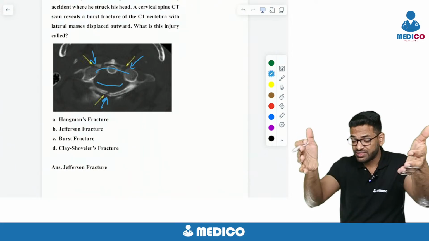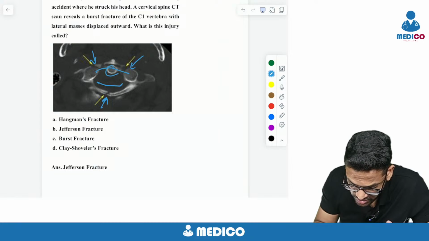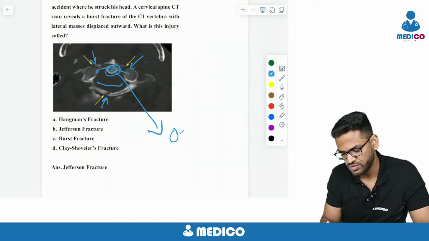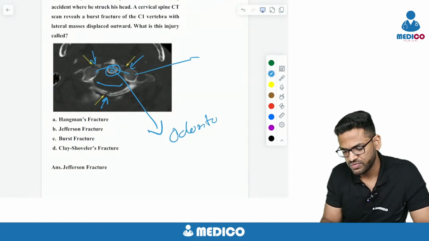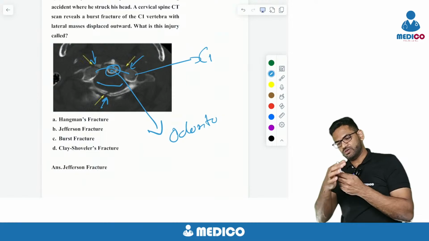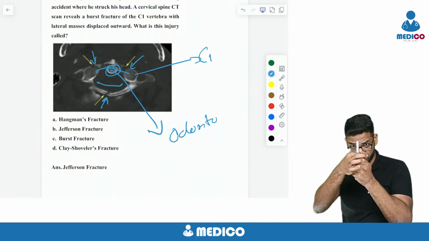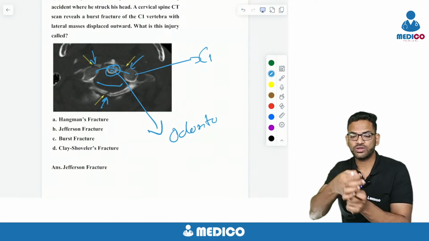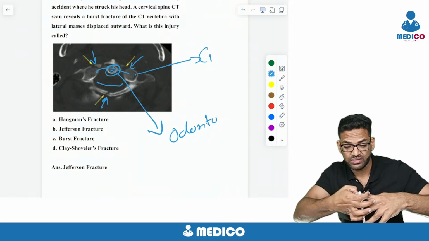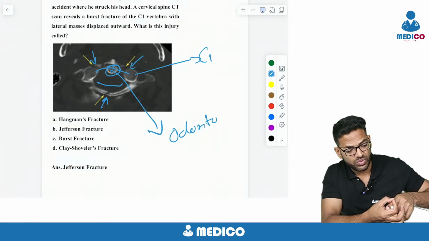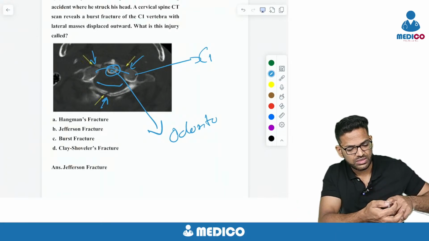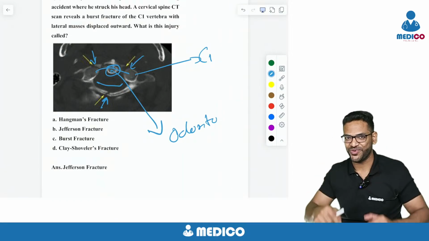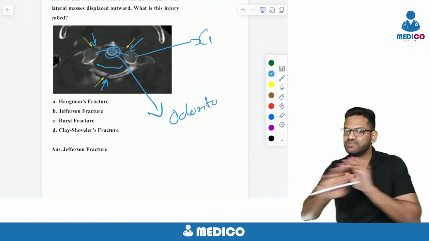And once it breaks, right, this is the odontoid process of C2, on which C1 does all the circus. So this is the odontoid process of C2, this pen is C1, and the odontoid process is held by this transverse ligament here. Once it breaks, this C1 goes away from the odontoid. I'll tell you why it's so important. So this is called a Jefferson fracture to begin with.